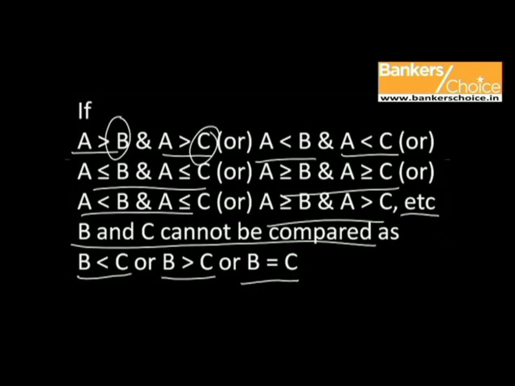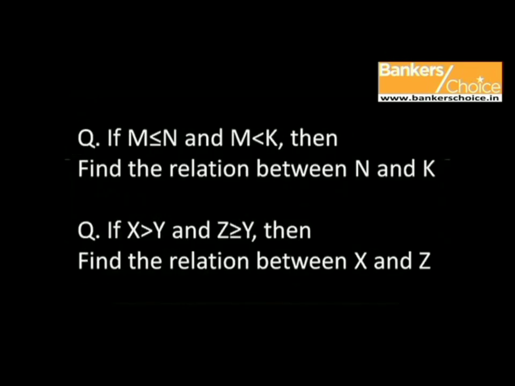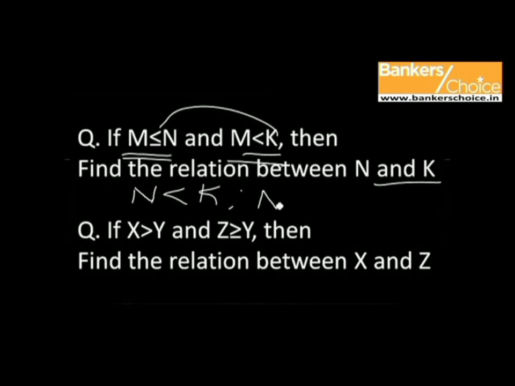Let us see a question based on this concept. The question is, if M is less than or equal to N and M is less than K, then what is the relation between N and K? As we can see here, the given inequations are M less than or equal to N and M less than K. And as already discussed, in such cases, N and K cannot be compared, as N can be less than K, or N can be greater than K, or N can be equal to K.